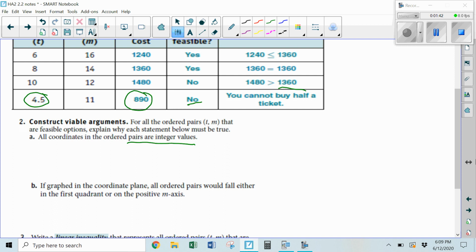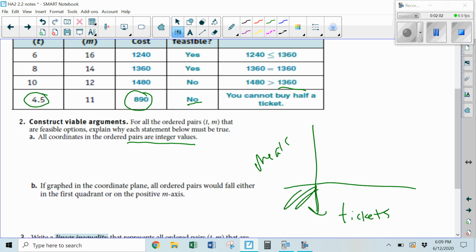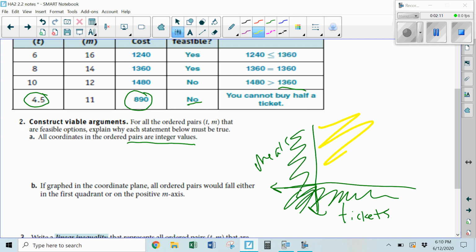If graphed in the coordinate plane, all ordered pairs fall either in the first quadrant or on the positive m-axis. So if I have a graph like this and I'm putting tickets and meals, remember, there are no negative meals, so there is not going to be anything down here. There are no negative tickets, so there's not going to be anything over here, which means everything is going to fall in what we call this first quadrant or on this axis, because we can buy no tickets, but we do need to eat, so you could have something fall on this axis or anywhere in here.